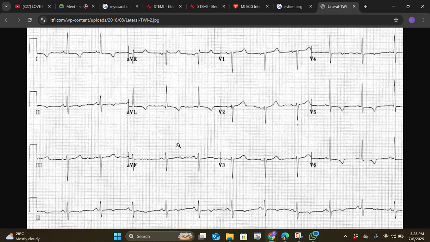Identify which leads have depression for me. V5. V4, V6. Okay, that's right, and you are correct.